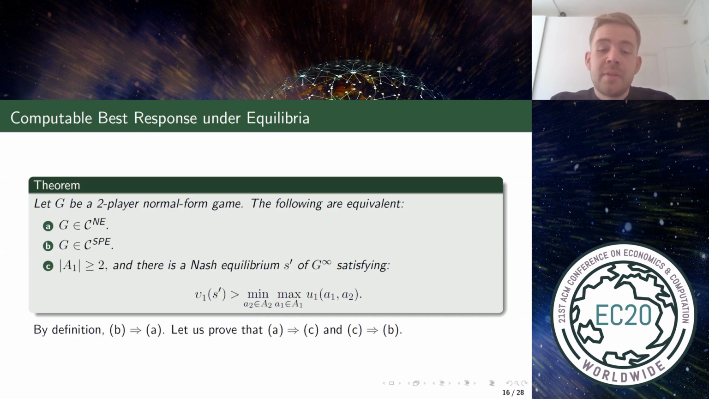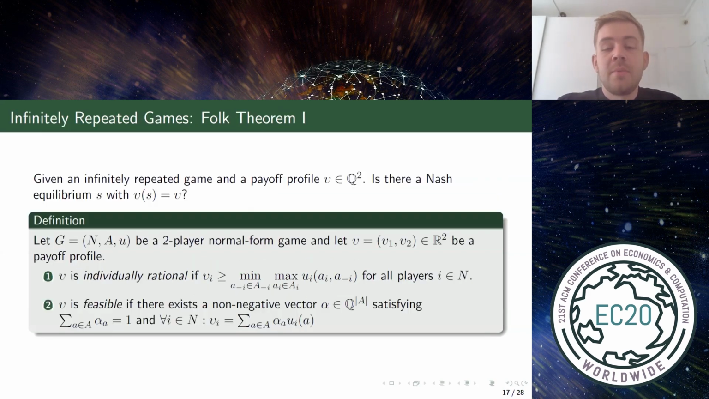Because any subgame perfect equilibrium is also a Nash equilibrium, condition B apparently implies condition A. First, we will prove that condition A implies condition C. But the proof relies on the Folk Theorem, which is a standard result describing the set of payoff profiles that are achievable under a Nash or subgame perfect equilibrium of the infinitely repeated game.